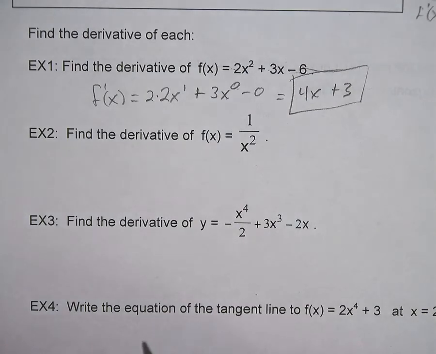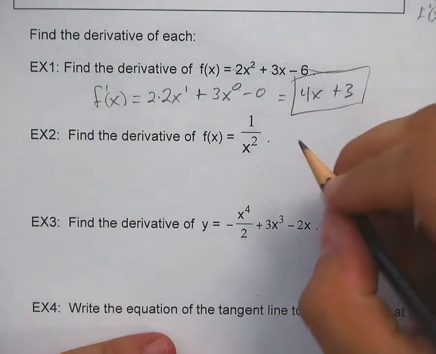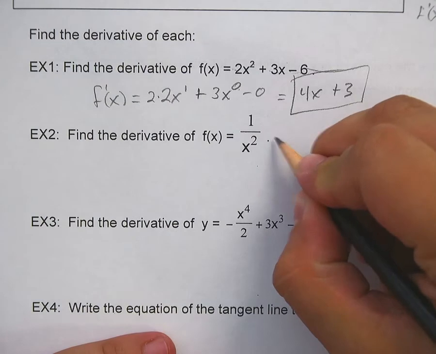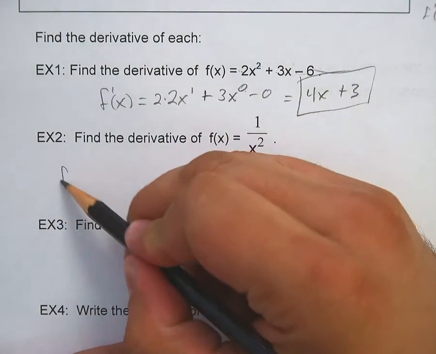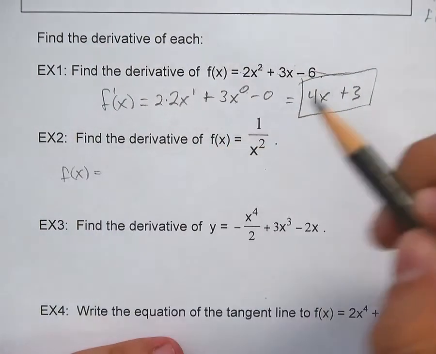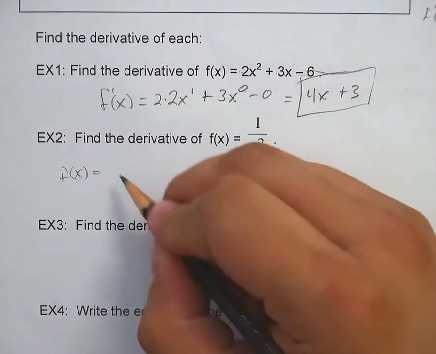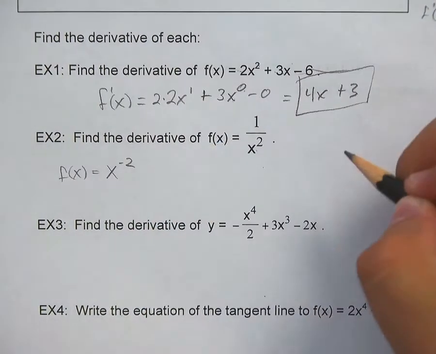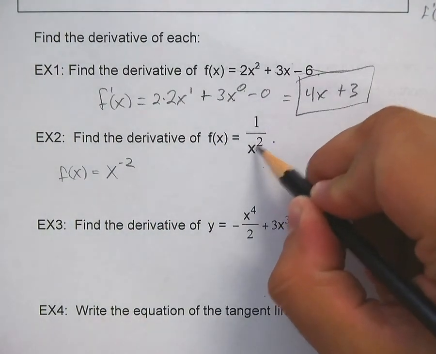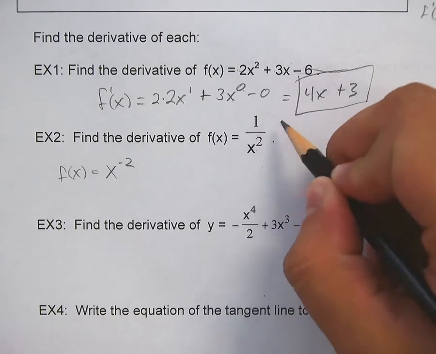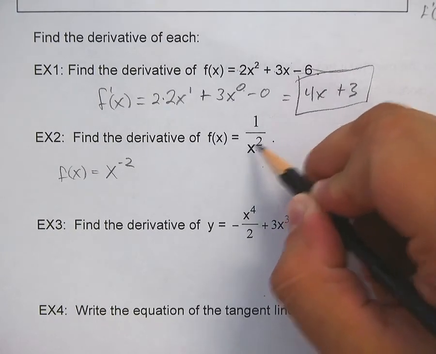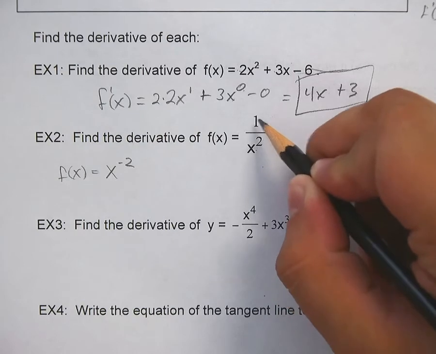Okay, find the derivative of 1 over x squared. The first thing I would do on these, anytime I see a fraction, I try and rewrite it. For example, f of x, I can rewrite this as x to the negative 2, right? If I wanted to rewrite it, take my x squared, get rid of the whole fraction business. To raise this to the top, all I have to do is make my exponent negative.